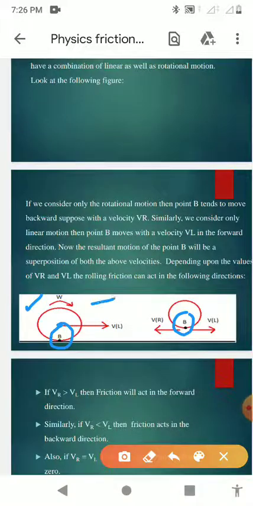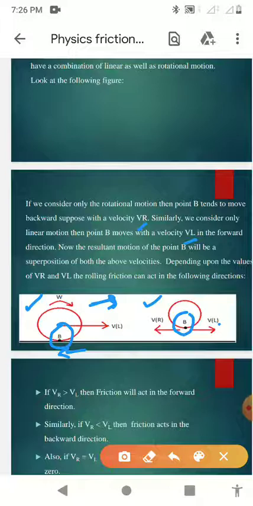When this object is rolling, when we consider rotational motion, as the ball moves towards this direction, the point B tends to move in this direction, the backward direction. Okay, and the velocity is, let us say, Vr. Similarly, if we consider the linear motion in this diagram, then the point B moves in the forward direction, isn't it, with a velocity VL. For the second case, the velocity is VL.